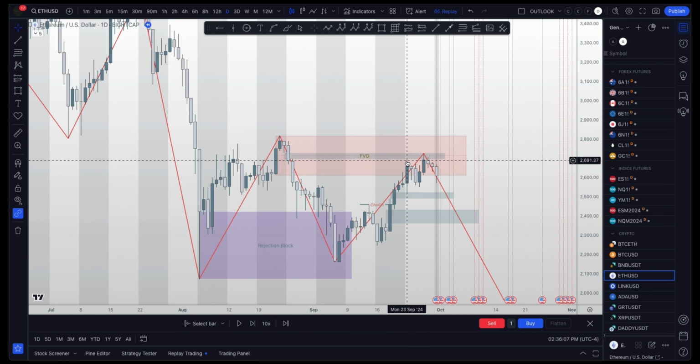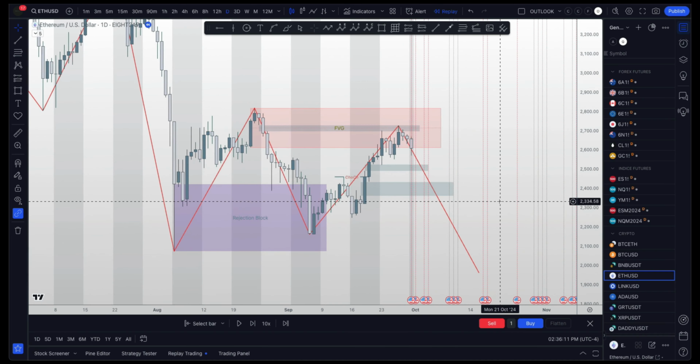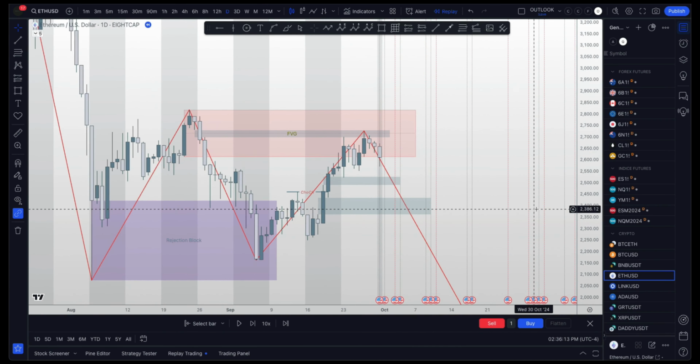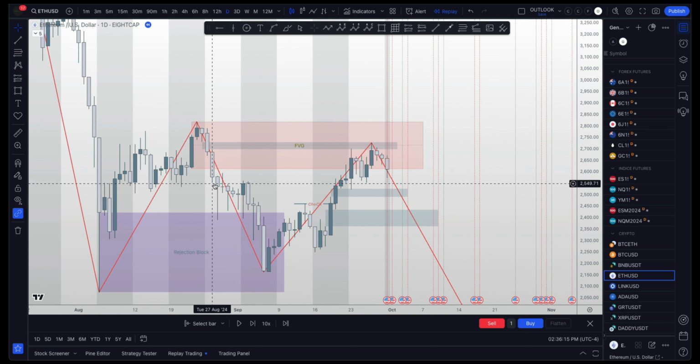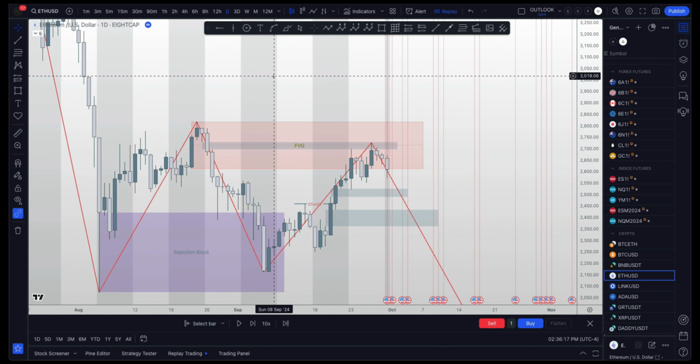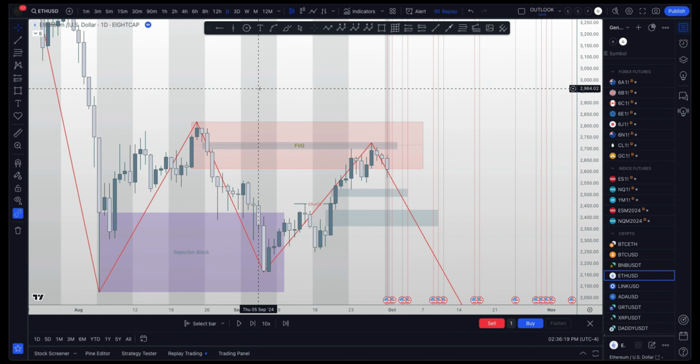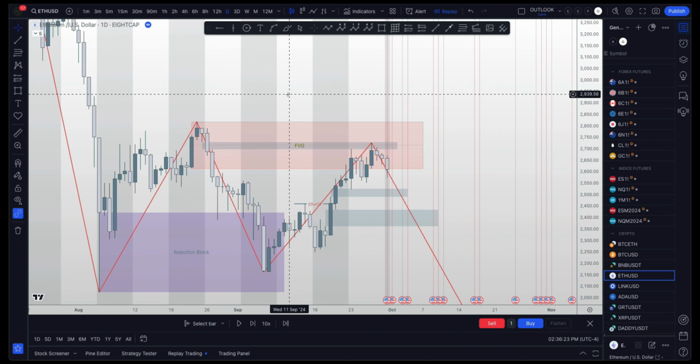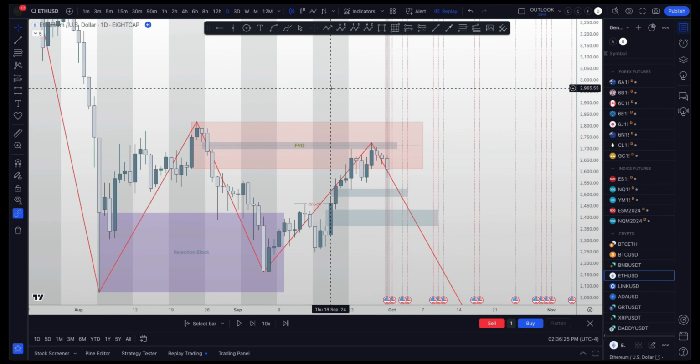It already tapped into it a couple of times and hasn't been able to break through it. So I would say overall my bias for the rest of the week is bearish. And by the way, guys, these highlighted gray areas represent a whole week, right? So this whole area is one week. The non-gray area is also a week. The gray area is also a week.